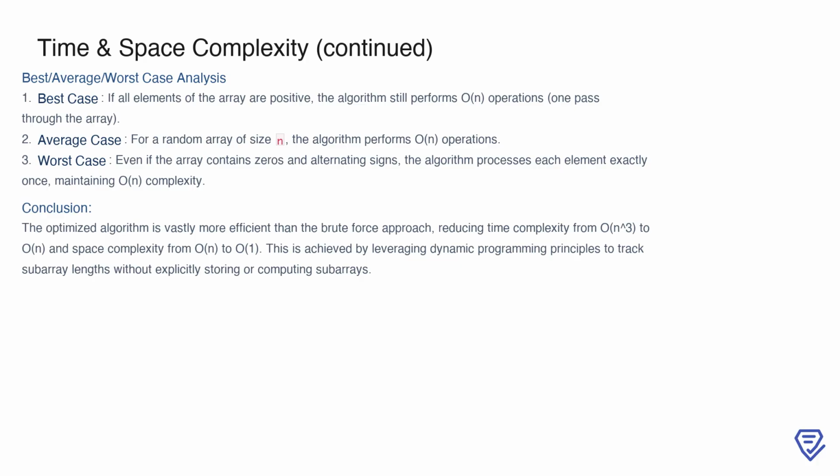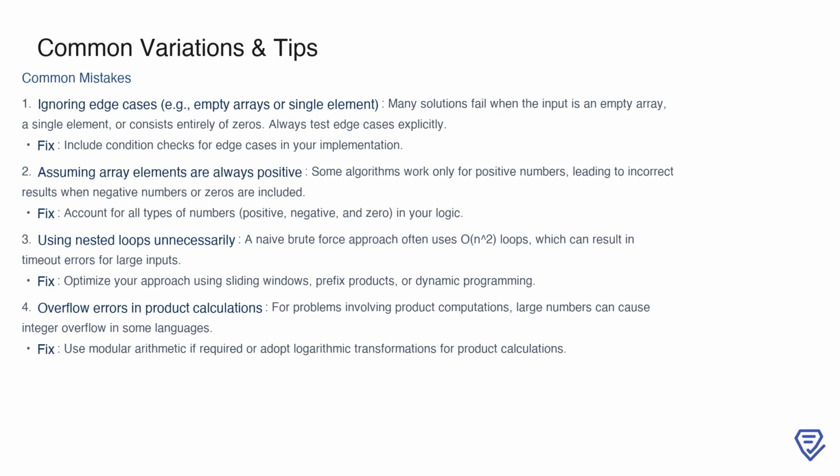In conclusion, the optimized algorithm outperforms the brute force approach in every respect, reducing the time complexity from O(n) cubed to O(n), and the space complexity from O(n) to O(1). By leveraging dynamic programming principles to track subarray lengths without explicitly storing or computing subarrays, the solution achieves both efficiency and elegance. When solving this problem, there are some common pitfalls that can trip you up if you're not careful.